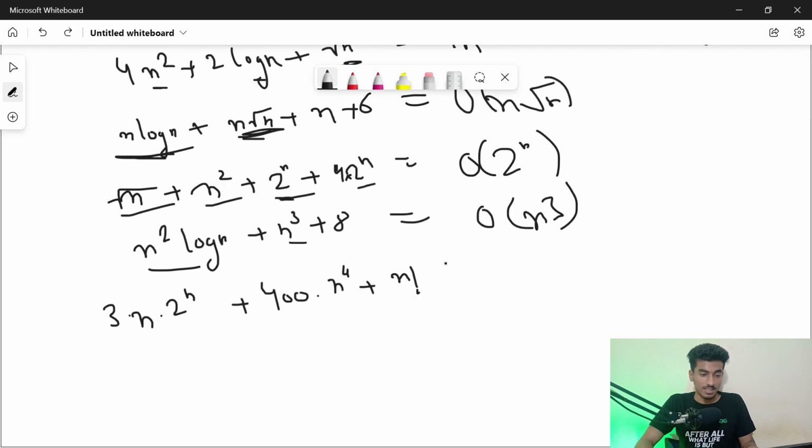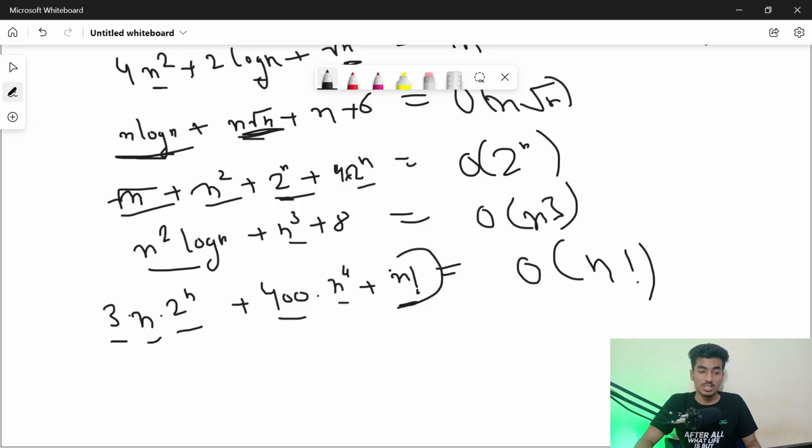And after this line, which one is greater? Here in our next one, this is 3 into n into 2n, and this one is 400 into n to the power 4, and after that we have n factorial. So if you don't know, let me just tell you, n factorial is the greatest one. So our time complexity will be factorial.